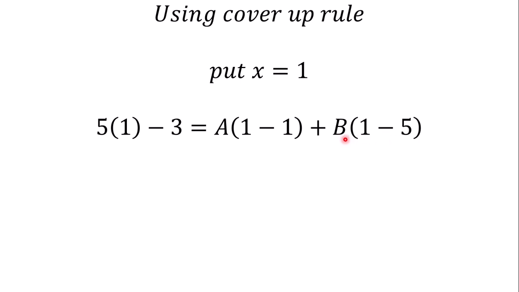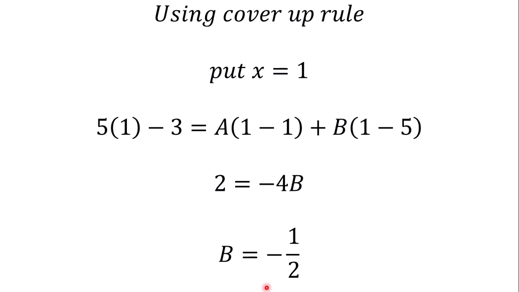Now let's come to this side. 1 minus 5 will give us minus 4. Minus 4 times this one gives us minus 4b. And with this one, 5 times 1 will give us 5, minus 3 will give us 2. So you're going to get 2 is equal to minus 4b. Now let's divide both sides by minus 4 to get the value of b. So b is equal to minus 1 over 2. When you divide 2 by minus 4, to the lowest term it is minus 1 over 2. So the value of b from the equation is minus 1 over 2.